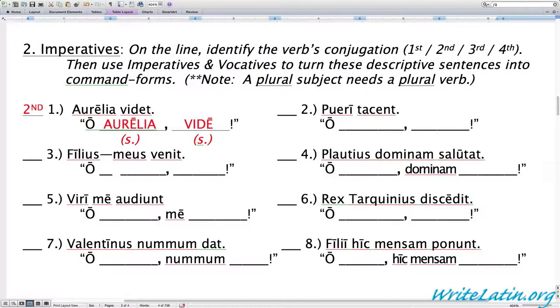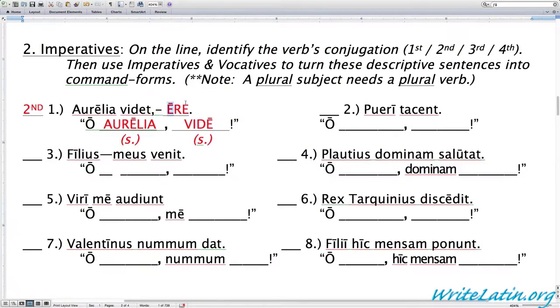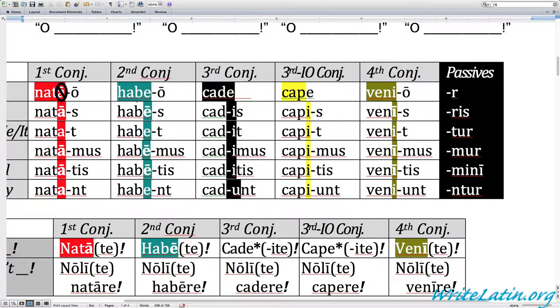And so you'll write on this little line, second, because I know that videt is short for videre in my vocab list, videre. And right there, that long E is the sign of the conjugation. Yeah, that's something I need to heavily emphasize. When you see the verb in your vocab list, and this is why you've been memorizing the whole thing up till now, that second one after the dash tells you what characteristic vowel it is and therefore what conjugation it is. So this one, vide, is a second conjugation.